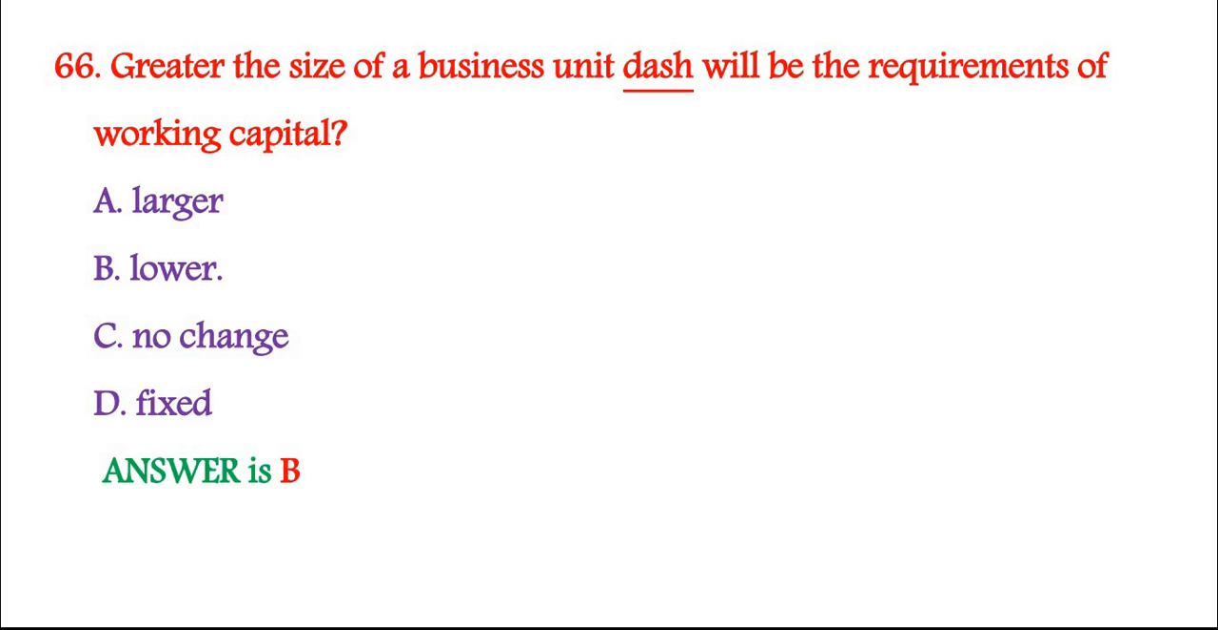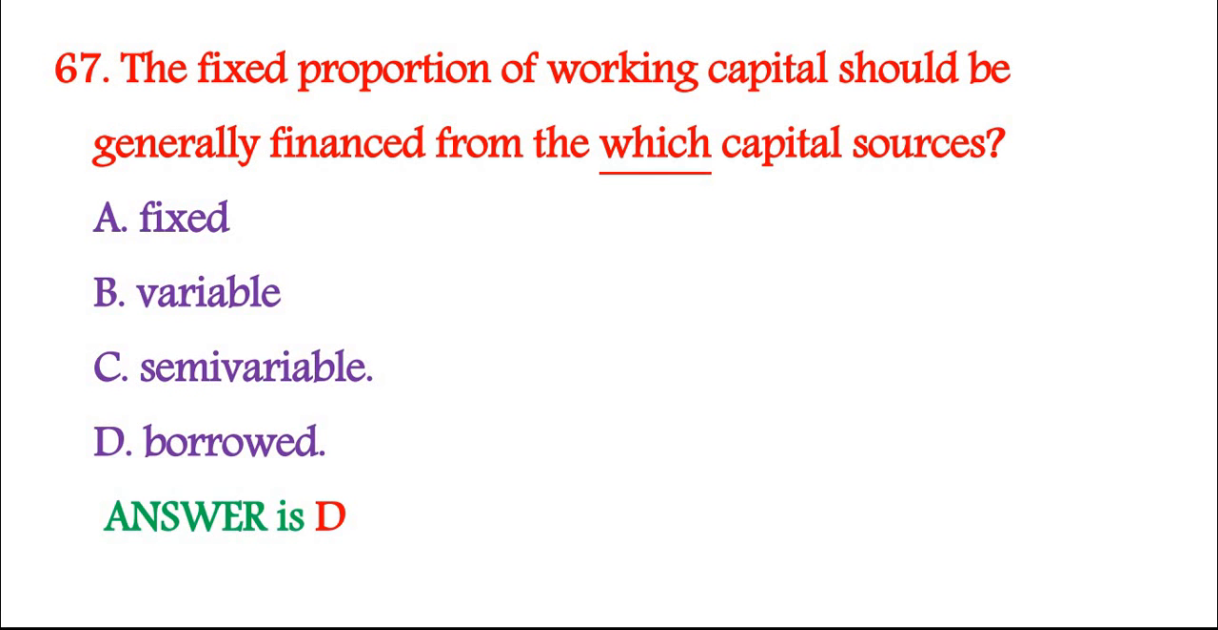66. Greater the size of a business unit dash will be the requirements of working capital? A. Larger, B. Lower, C. No change, D. Fixed. Answer is B. 67. The fixed proportion of working capital should be generally financed from the which capital sources? A. Fixed, B. Variable, C. Semi-variable, D. Borrowed. Answer is D.